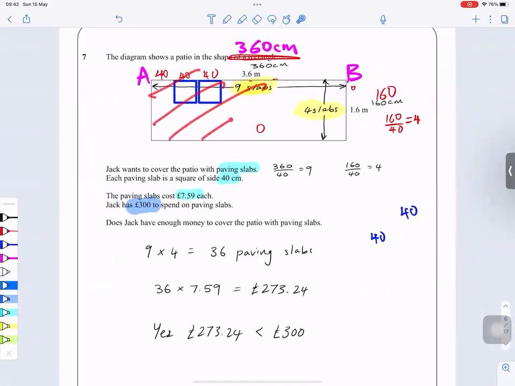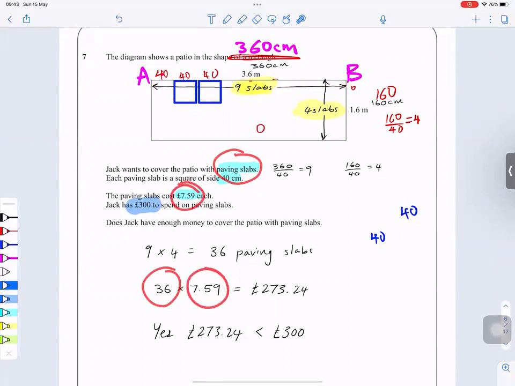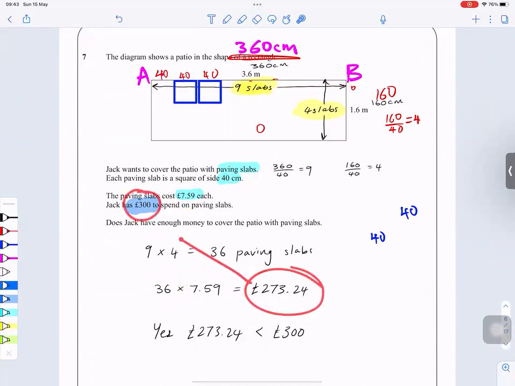Work out the area of the surface if you want, or you work out how many of those squares can fit along, and then how many fit down, and then work out the area using that to count the number of slabs. Multiply the number by the price. The number of slabs is 36 times the price. That means you go to the shop, you will buy 36 paving slabs, and each one is £7.59. So you times each one by £7.59, you get that price. And you notice you have more money, so you have enough to buy it. That's how you do that type.